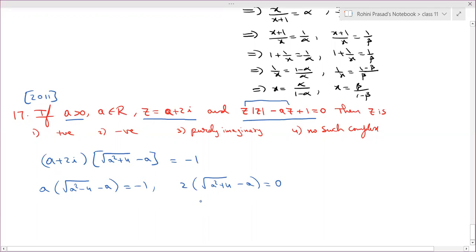So if you simplify this, root a square plus 4 equal to a. So a square plus 4 equal to a square, which will never happen. So we need not worry about whether it's going to happen or not. This itself is not happening. So there is no such complex number that exists.